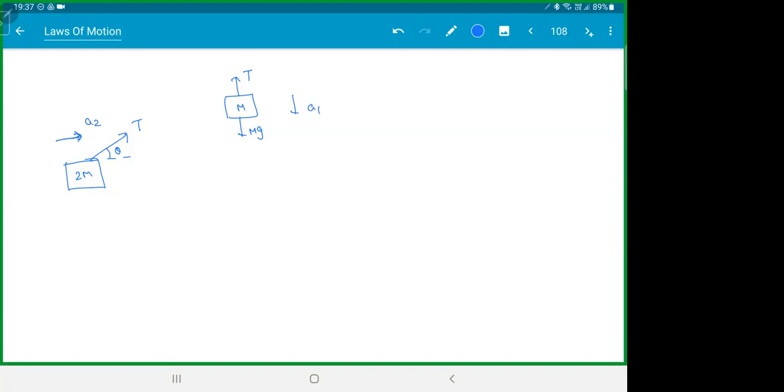Step 1, choose your system, draw the FBDs. Step 2, define your accelerations and find the relation between them. So the relation between them will be T into minus a1 plus T cos theta into a2 is equal to 0. a1 is equal to a2 cos theta. This is a blunder.